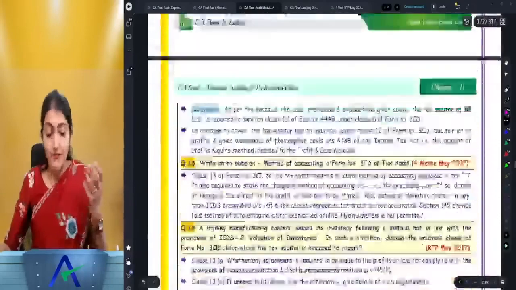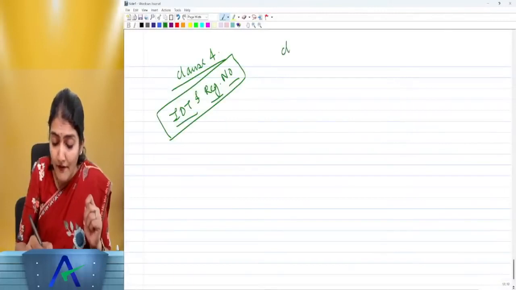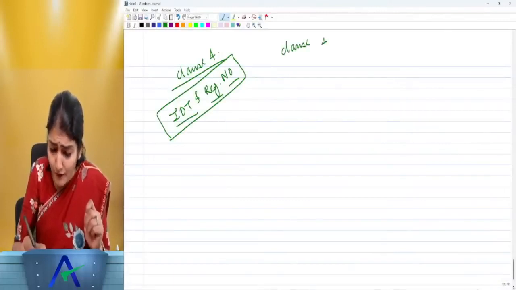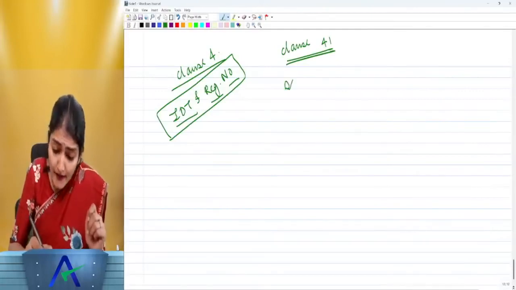Right, so that is regarding clause 4 of the Form 3CD. Then you also have clause 41. What is clause 41? It is regarding the demand raised or refund issued.